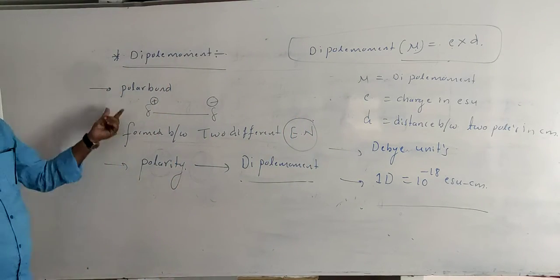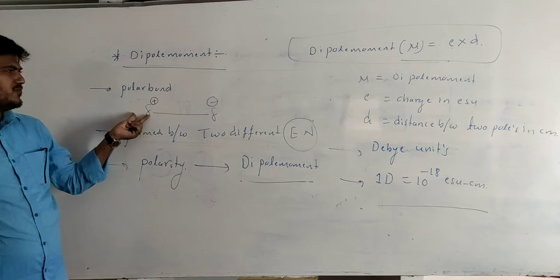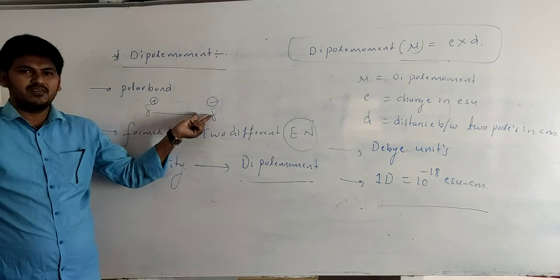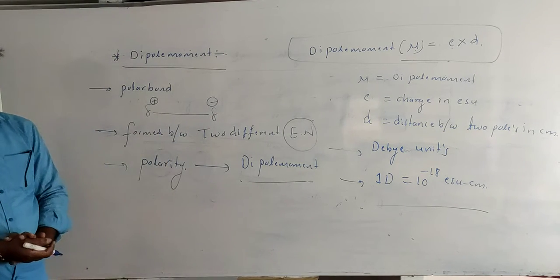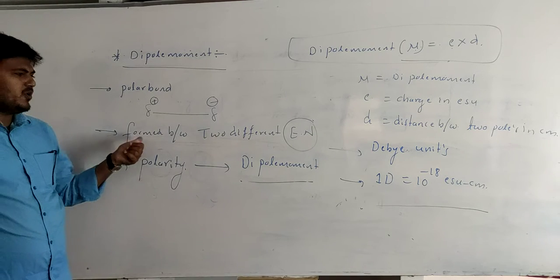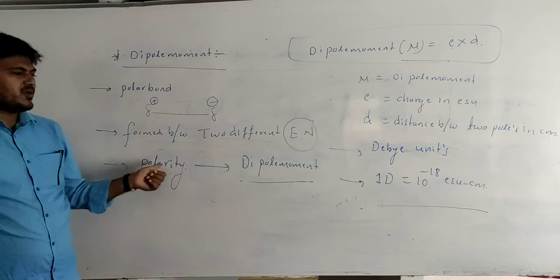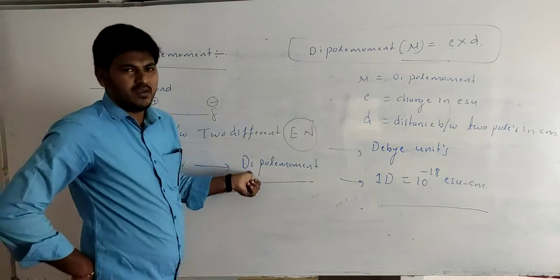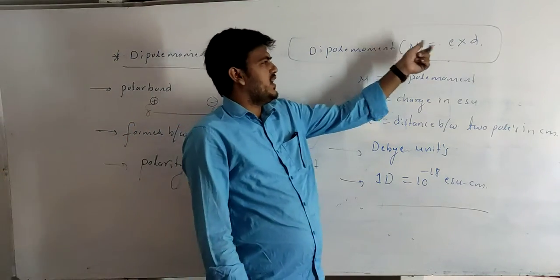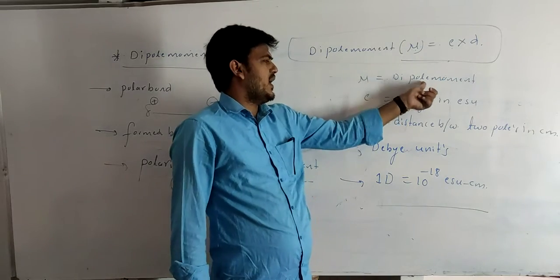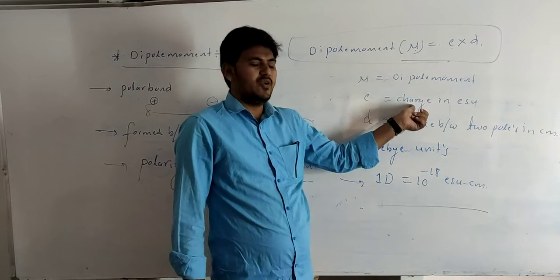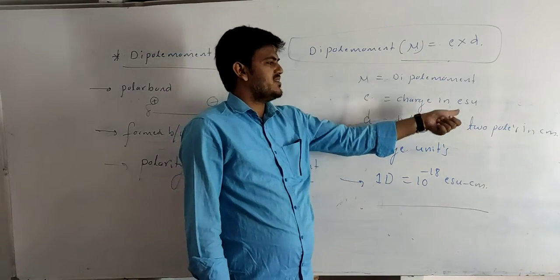Okay. So first of all, the bond which contains partially positive charge and partially negative charge is called a polar bond. A polar bond is formed between two atoms of different electronegativity. And next, the polarity of the molecule is expressed by dipole moment. So dipole moment mu is equal to E into D, where E is charge in electrostatic units and D is the distance between two poles in centimeters.